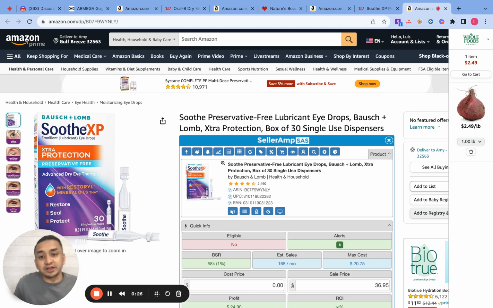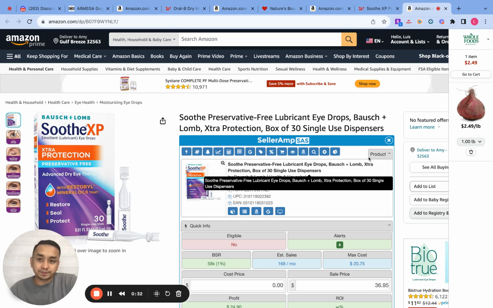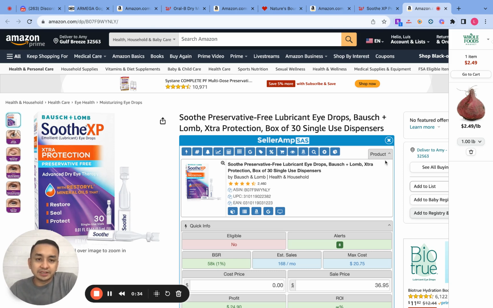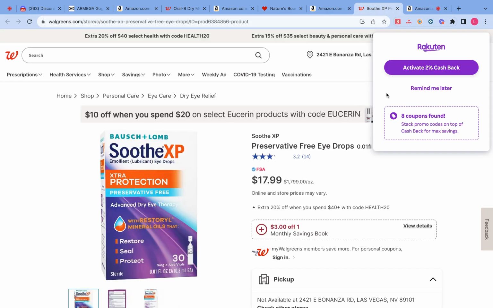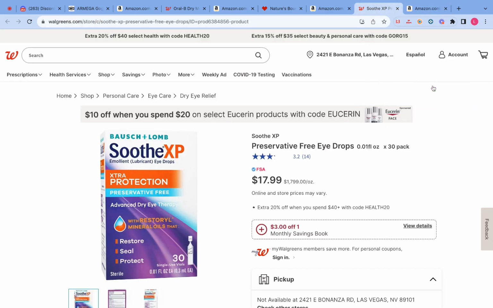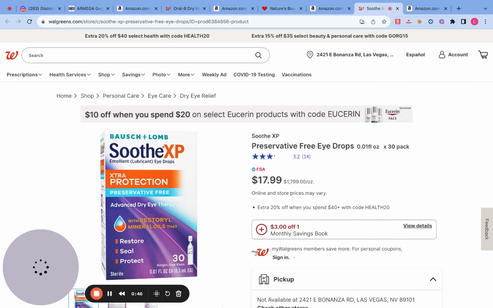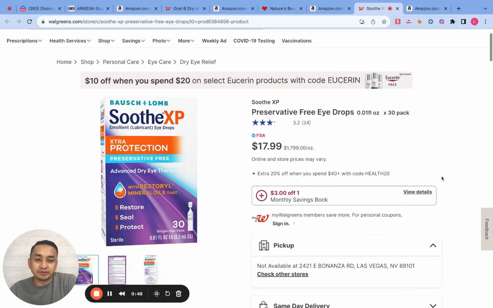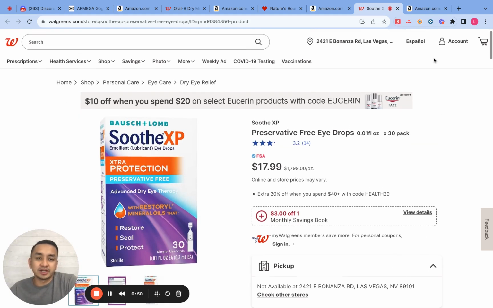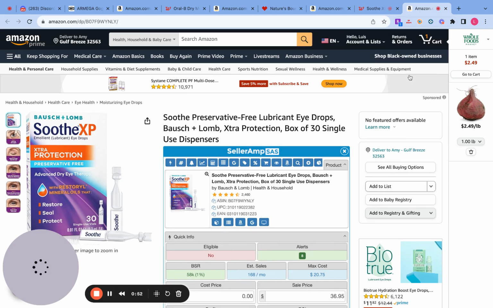And yeah, for today's video, this is how you guys do product research using Seller Amp and Keepa for your Amazon FBA business, right? So the first step for you guys is to open up your Amazon product page, and then open up the supplier page. So it looks like this, right? And then your Amazon product page looks like this.